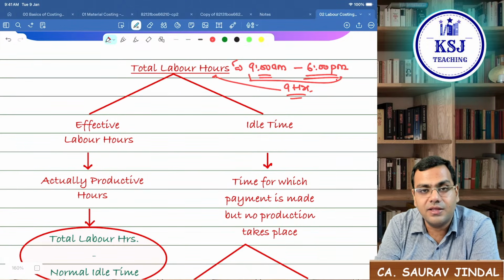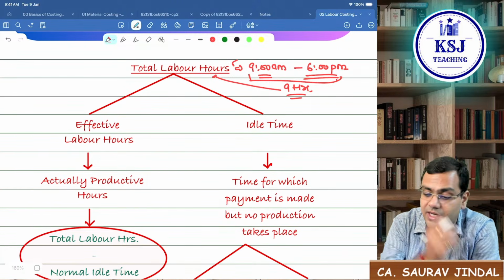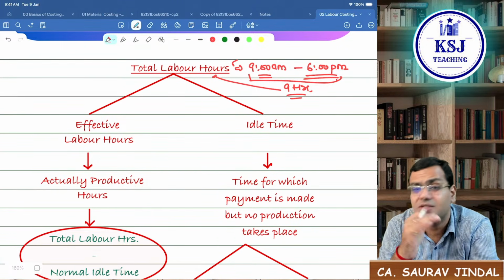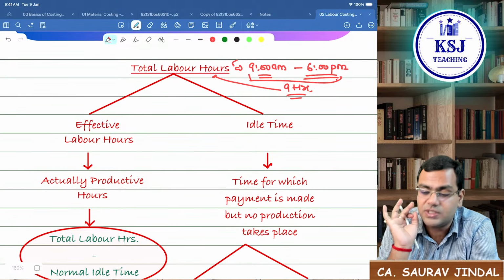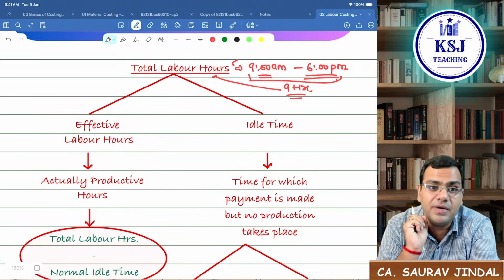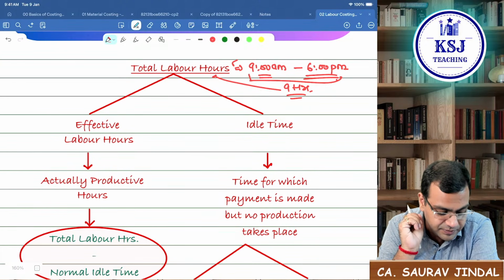Now, what do you think? Is it possible that a worker is working continuously for 9 hours? Sir, it is absolutely impossible for a worker to work continuously for 9 hours. He needs a break in between. He will have a break for lunchtime. He will have a break for tea and coffee.